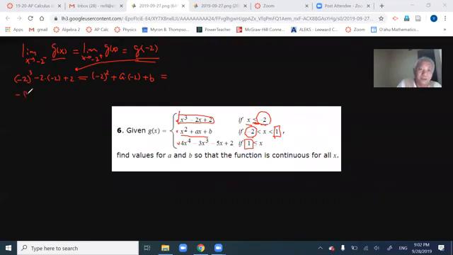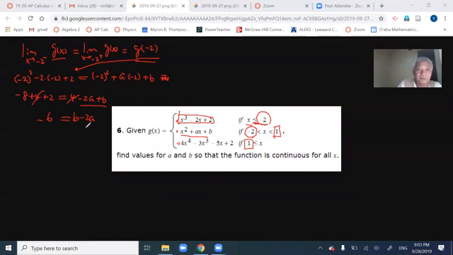So this is -8 plus 4 plus 2 equals 4 minus 2a plus b. Got it? So from here, this 4 cancels, right? So this one will be b minus 2a, or -2a plus b, is the same, equals -6. We got one equation now, right?